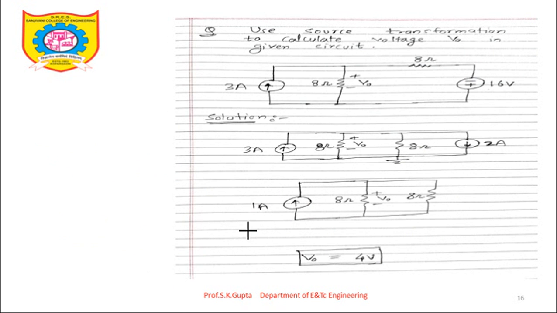Now let's say one more example. So use source transformation to calculate V0. So I have to calculate V0 voltage. This can be solved by using various methods, nodal analysis or superposition, and one more technique is source transformation. Okay. So what I will do, I will replace this resistance and voltage source by a current source and parallel resistor.